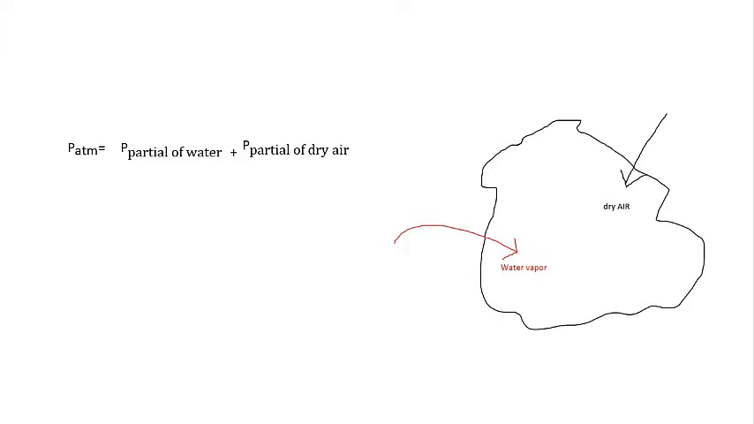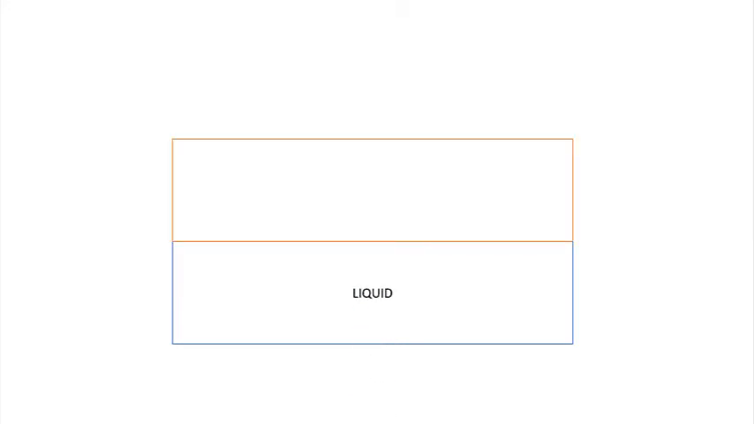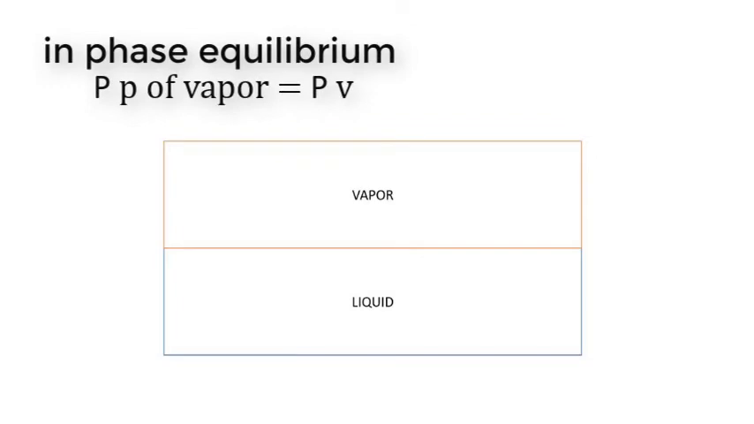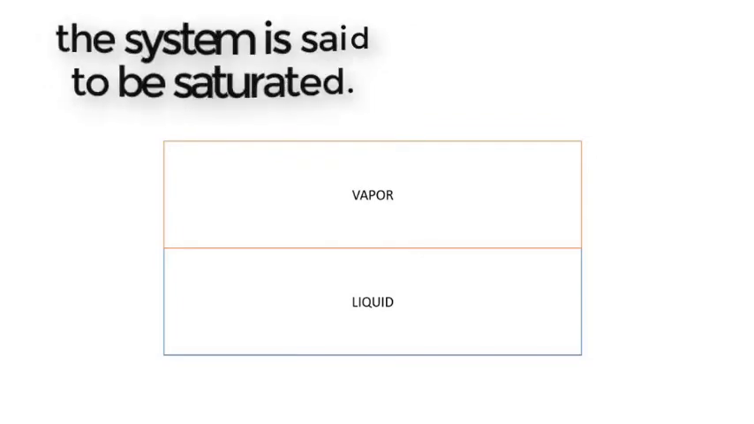The partial pressure of water vapor constitutes a small fraction, usually under 3%, of the atmospheric pressure, since air is mostly nitrogen and oxygen. The partial pressure of a vapor must be less than or equal to the vapor pressure if there is no liquid present. However, when both vapor and liquid are present and the system is in phase equilibrium, the partial pressure of the vapor must equal the vapor pressure, and the system is said to be saturated.